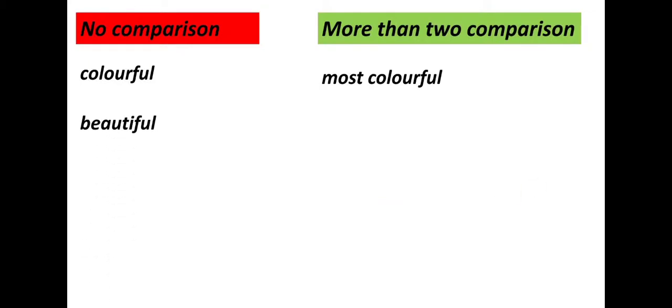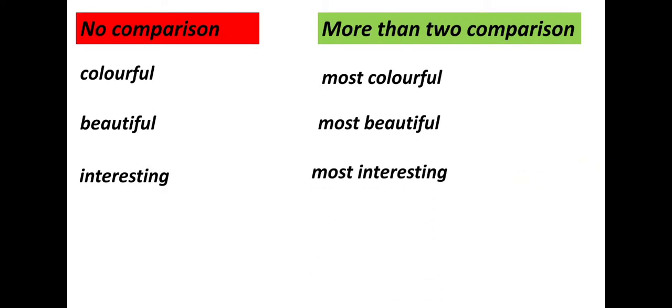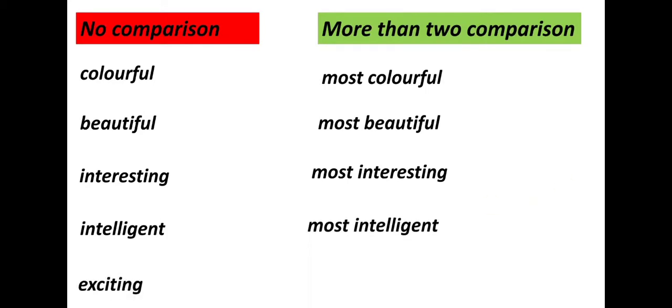Now let's look at some of the adjectives for which we cannot put est. So in that case, we will have to put most before the adjective. Colorful will become most colorful. Beautiful will become most beautiful. Interesting will become most interesting. Intelligent will become most intelligent. Exciting will become most exciting.